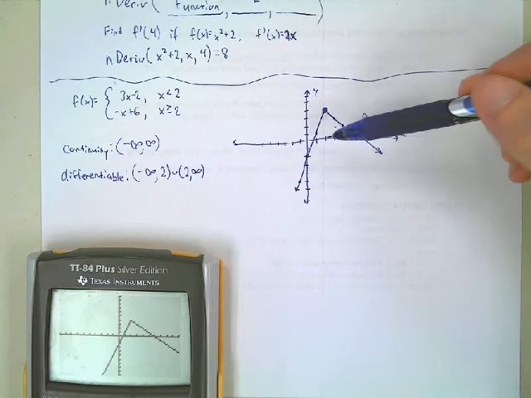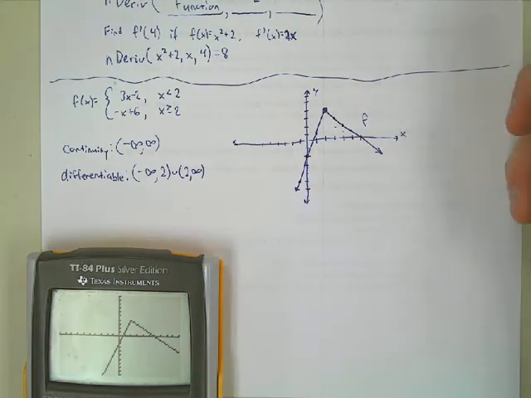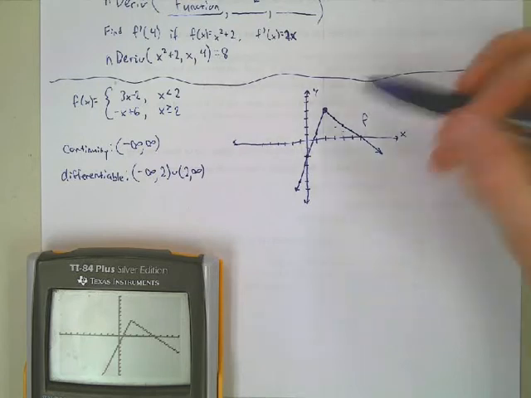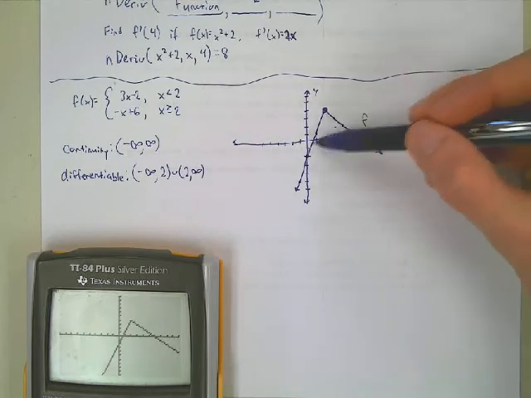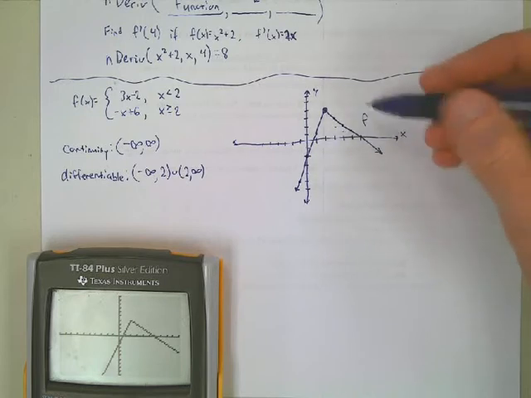Is that pretty straightforward? We're all okay with that? It's kind of pointy there. It's a sudden change in slope. That's the more important thing. The slope is suddenly changing from a positive 3 slope to a -1 slope. There's no transition. So the derivative would have a jump in it.